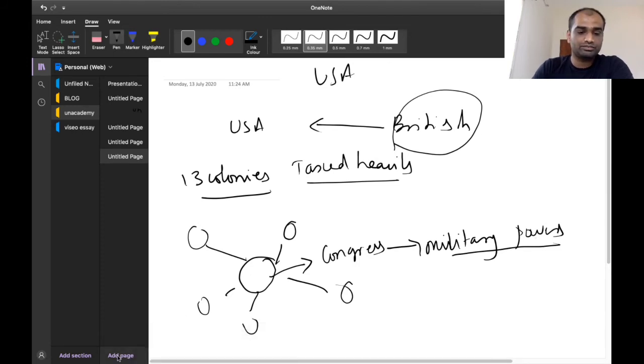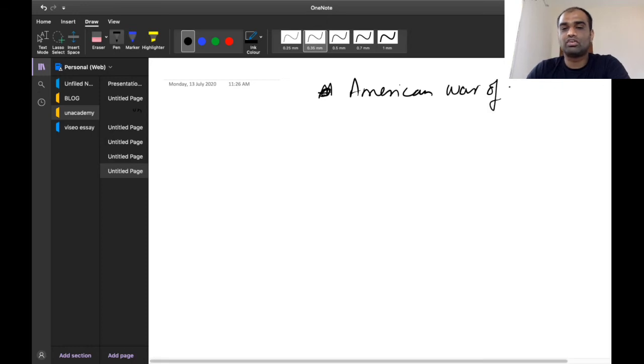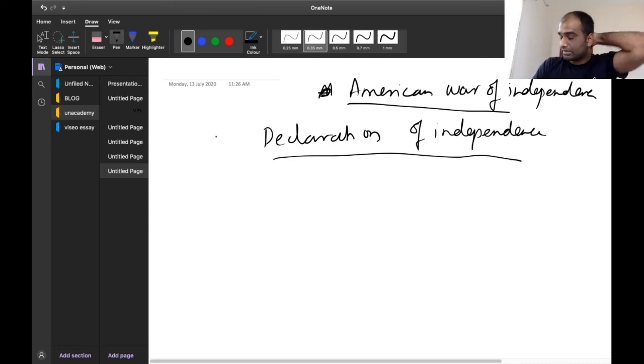But after the American War of Independence, these 13 colonies proclaimed a document called the Declaration of Independence, stating that from now on they are free of British occupation.